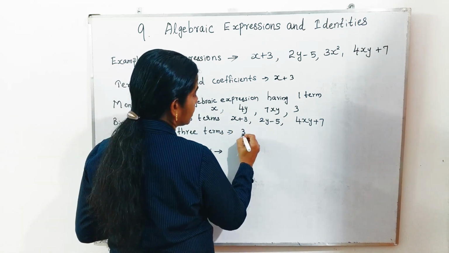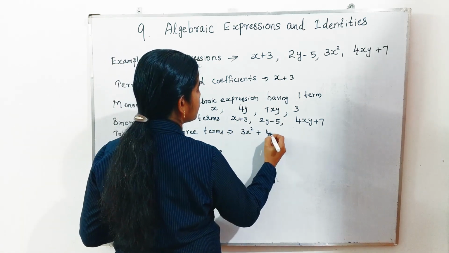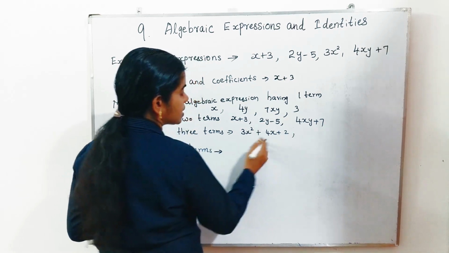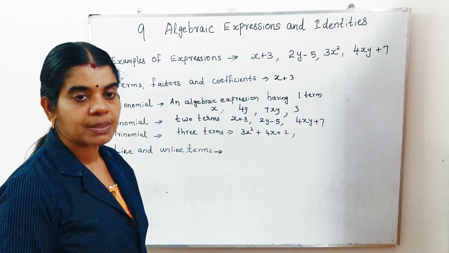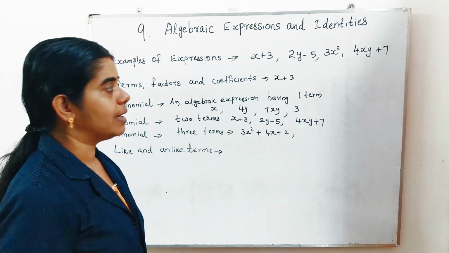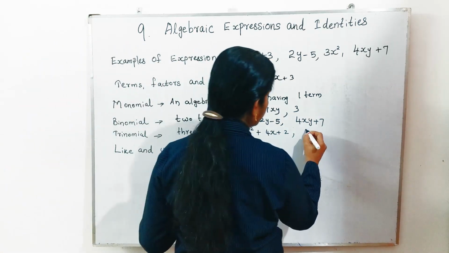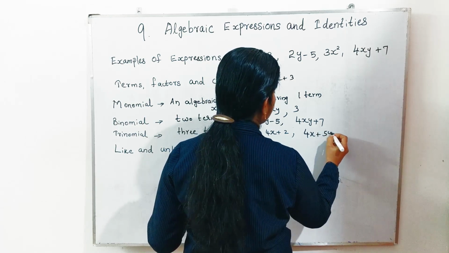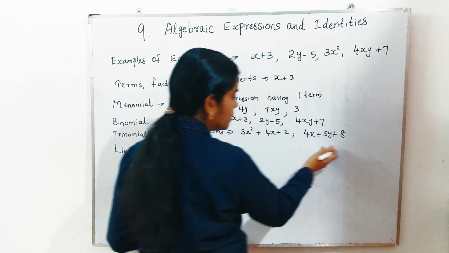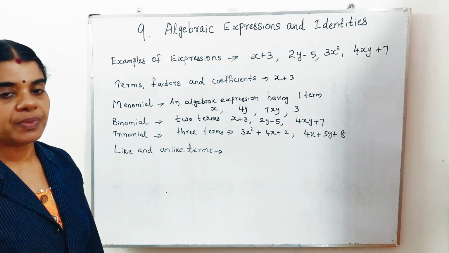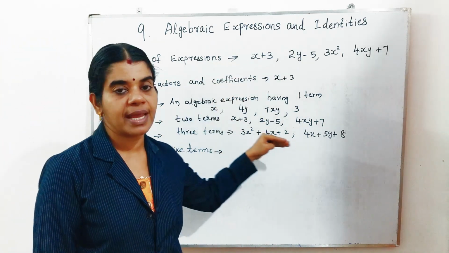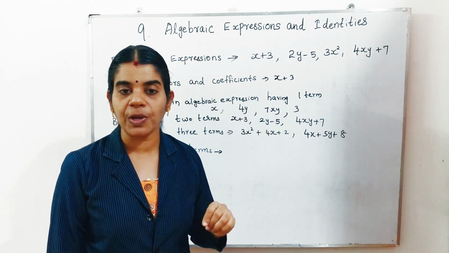Give one example: 3x square plus 4x plus 2. How many terms are there? This is one term, two terms, three terms. That is an example of a trinomial. Next one, 4x plus 5y plus 8. This is also a trinomial, with three terms.